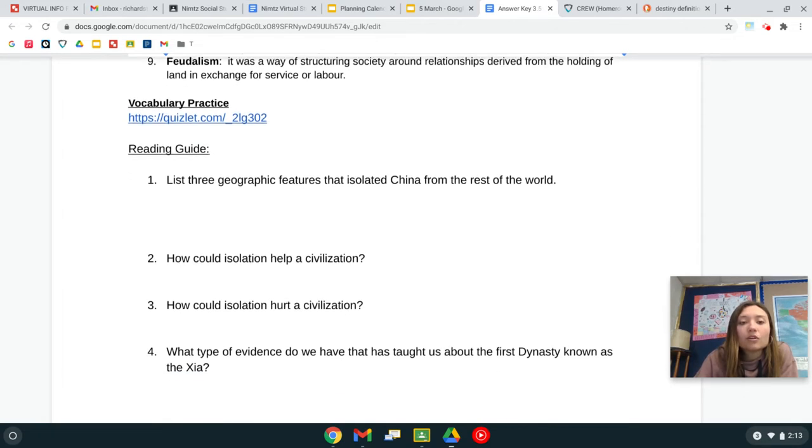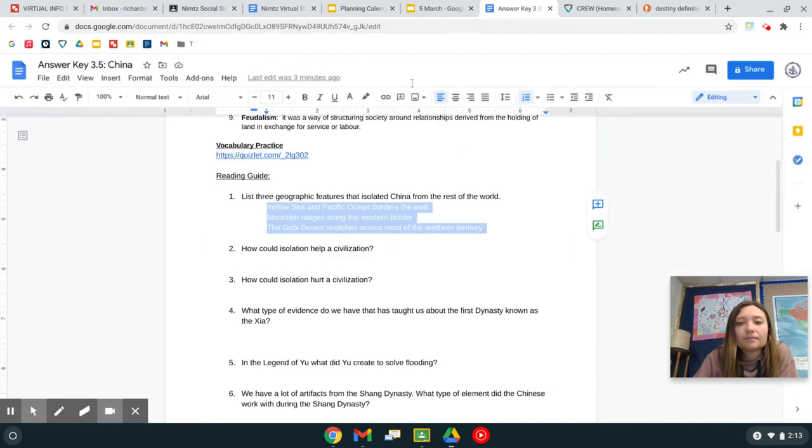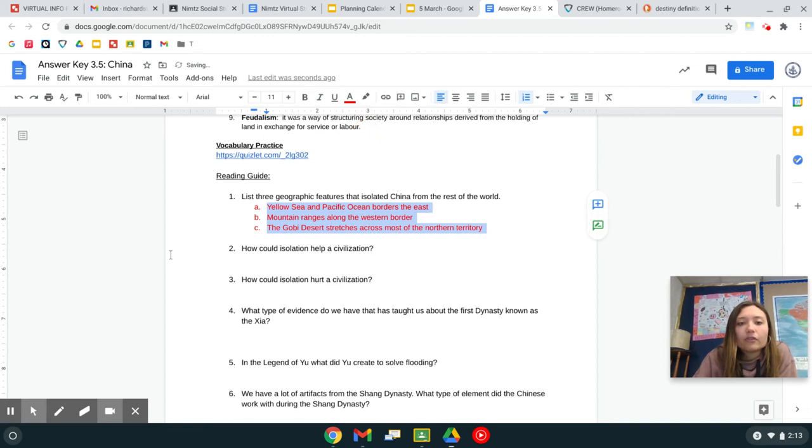All right, so number one, let's jump right in. List 3 geographic features that isolated China from the rest of the world. All right, who got that one? What did you guys get? So, trying to do this cool white font technique, but I'm going to have to see that. Okay. 3 geographic features that isolated China from the rest of the world.